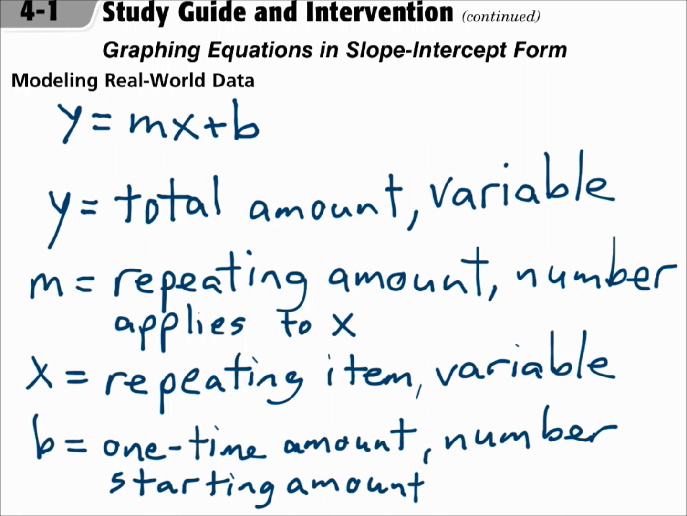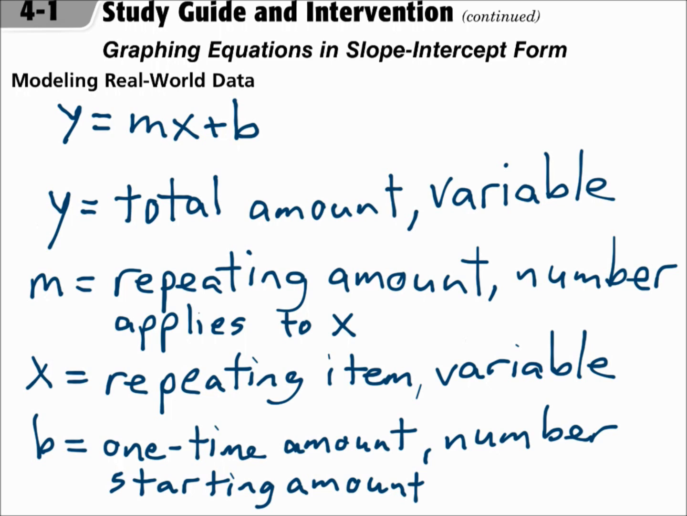When modeling real-world data with slope-intercept form, you need to know what the numbers and variables in the question do in the formula. Where does each item go? Y equals mx plus b. The piece that goes in for y, that'll be the total amount. It's usually what you're looking for, and that's a variable. M is a number that repeats. It'll be a number and it applies to x. M and x are related closely.